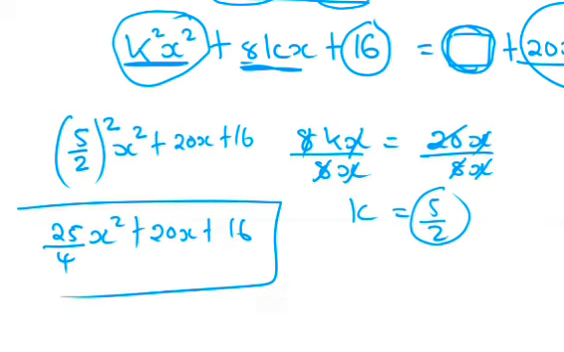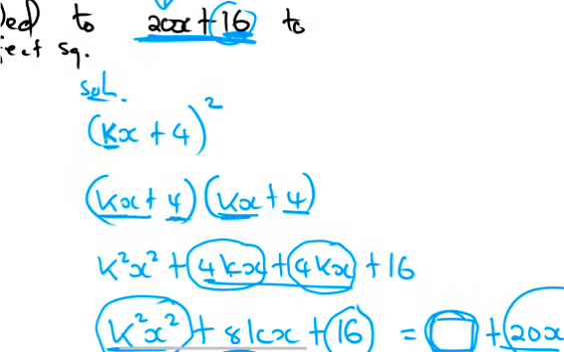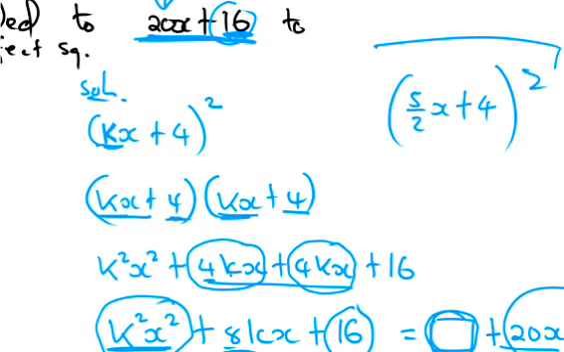That's about perfect square trinomials. We're going to finish this one: we write (5 over 2 x plus 4) squared.